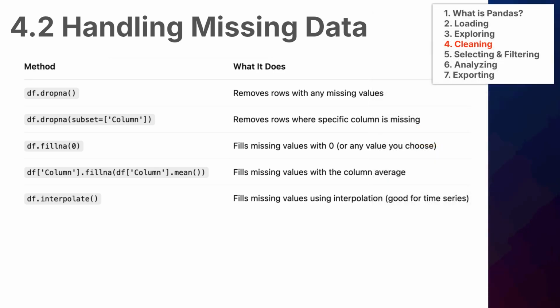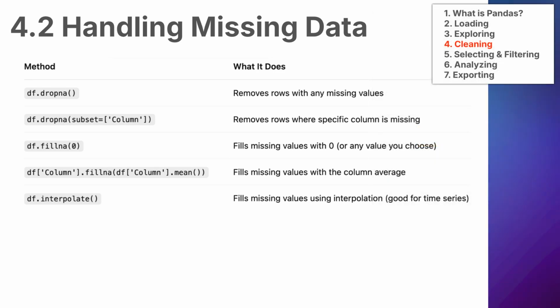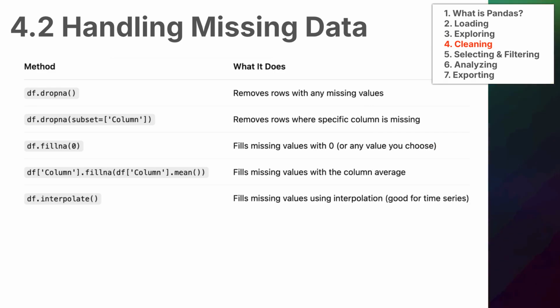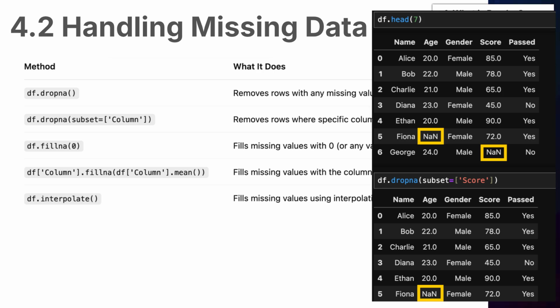Next, drop NA with subset. This only removes rows where the specific column is missing. In this case, only the last student with missing data in the score was removed. So you're okay with missing data in other columns. It's good when you only care about missing values in important columns.